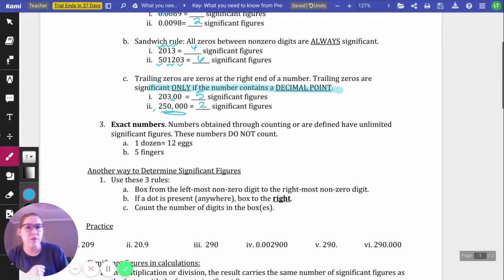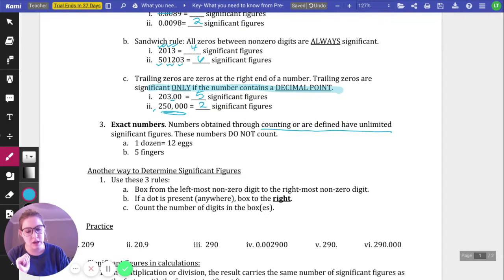Now, guys, if I give you an exact number, these are obtained through counting, or they're defined, they have unlimited sig figs, so they don't count. So if I just told you there was a dozen, that's not going to count for significant figures, because it's not a measurement, it's a counting number.